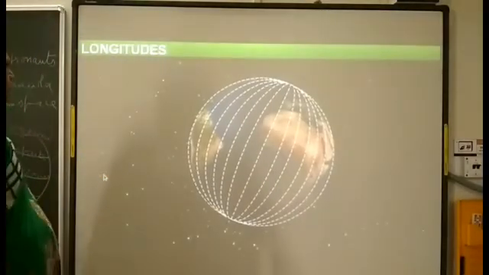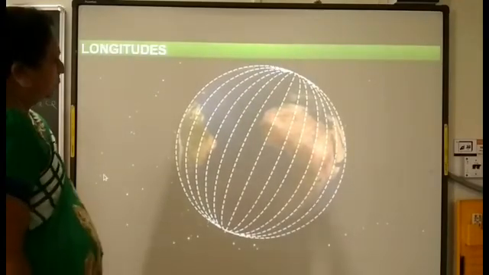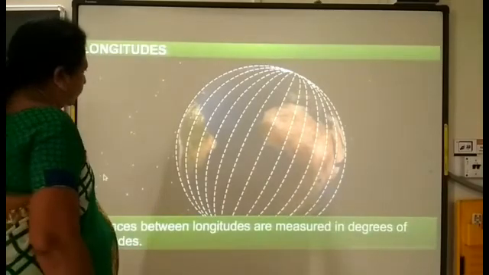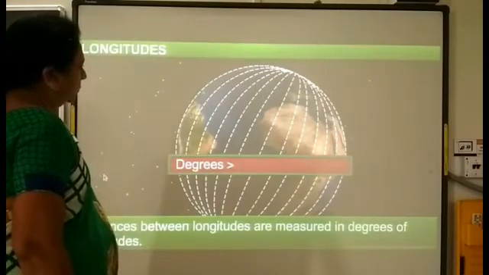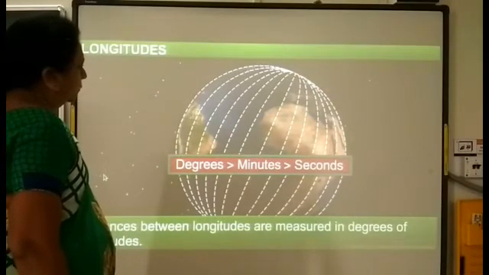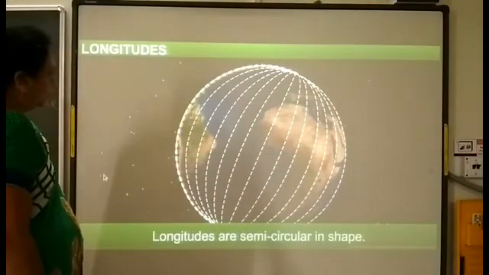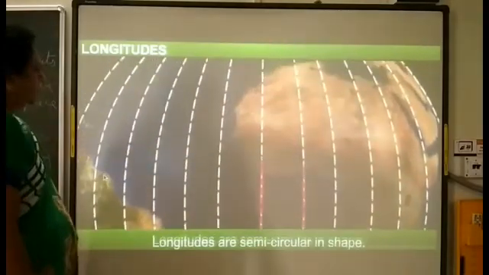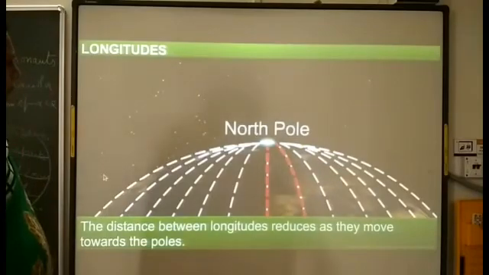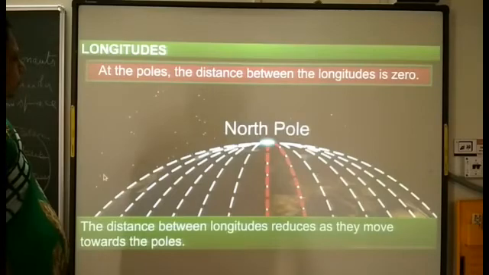Let's look at the characteristics of longitudes. Distances between longitudes are measured in degrees of longitude. Each degree is further divided into minutes and minutes into seconds. Longitudes are semicircular in shape. The distance between longitudes reduces as they move towards the poles. At the poles, the distance between the longitudes is 0.